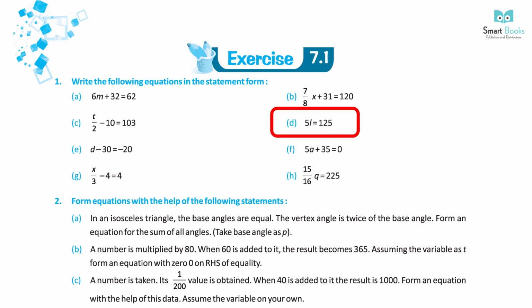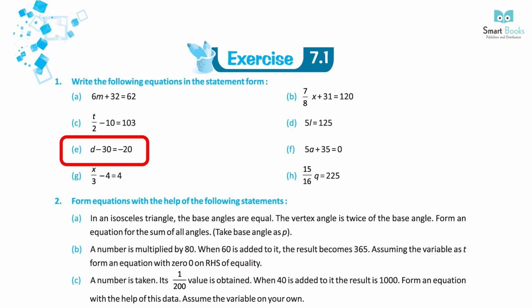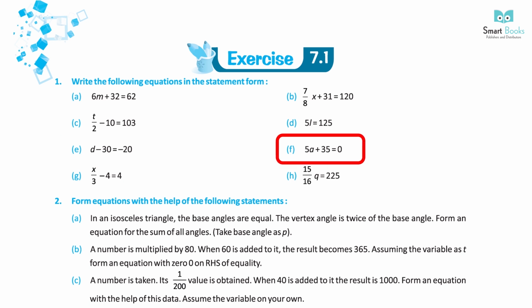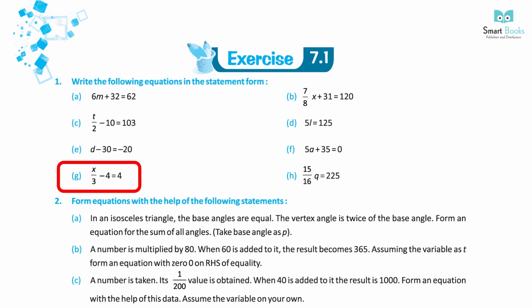D. 5L is equal to 125. Solution. 5 times L gives 125. E. d minus 30 is equal to minus 20. Solution. 30 subtracted from d gives minus 20. F. 5A plus 35 is equal to 0. Solution. 35 added to 5 times A gives 0. G. x upon 3 minus 4 is equal to 4. Solution.